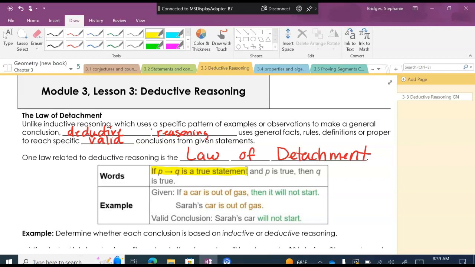You state your conditional statement, if this happens, then that happens. And then I'm going to state another statement. If what I'm saying is my hypothesis, then my conclusion will be whatever the conclusion is, okay? So like it says up there, if a car is out of gas, then it will not start. And it says Sarah's car is out of gas. So the conclusion we can say is Sarah's car will not start. Make sense?